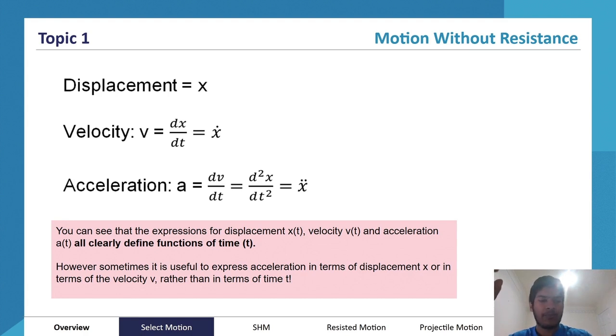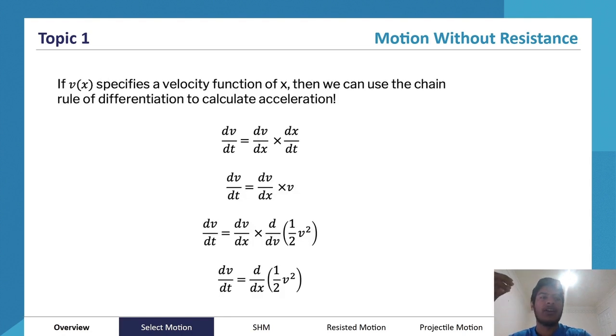Sometimes it's more useful to express it in terms of velocity or position rather than time. Now, if v of x specifies a velocity function of x, then we can use the chain rule of differentiation to calculate acceleration. So we're going to say that dv dt is equal to dv dx times dx dt. You might be asking why we're doing that, but it will become obvious in a second. As to why that's true, it's just an application of the chain rule.